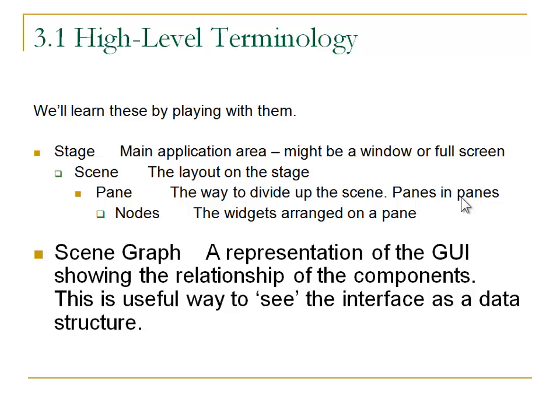The scene is the layout on the stage, and then the pane is the way that you divide up the scene so that things get laid out in a nice way. And the nodes are the widgets that you put on the pane. So the buttons and the text boxes and the drop downs and the labels and all of those things are nodes. They exist in panes, and panes exist in a scene, and the scene exists on the stage.